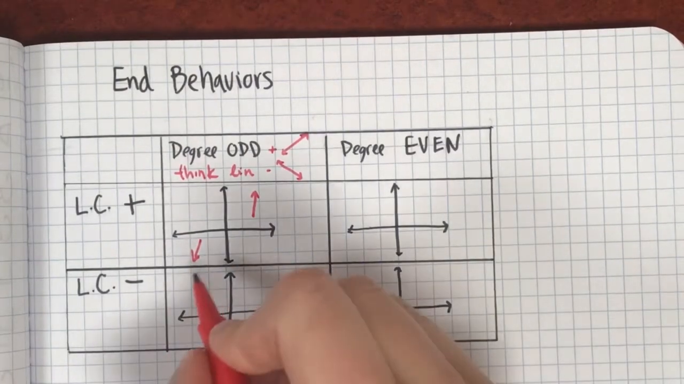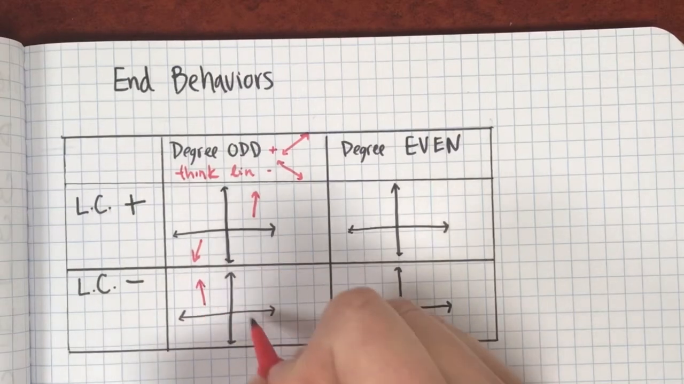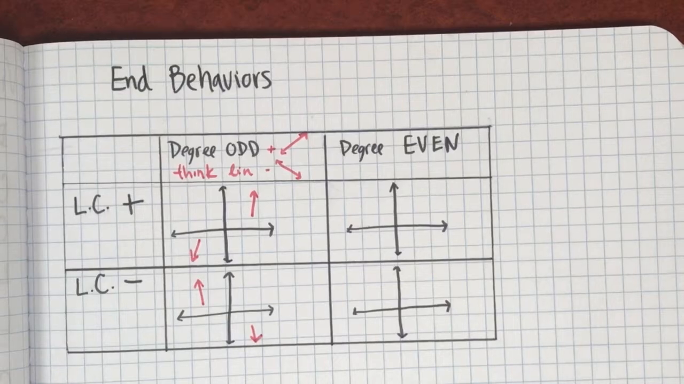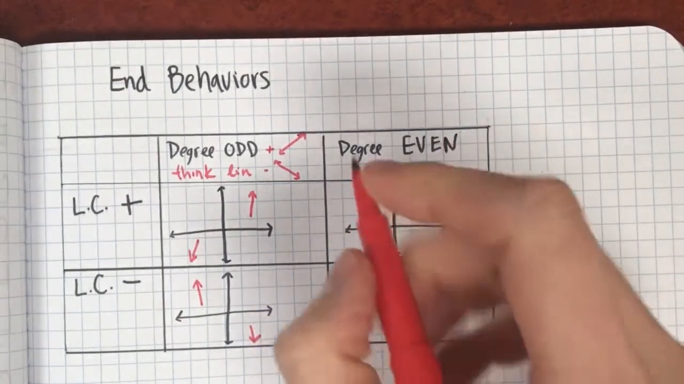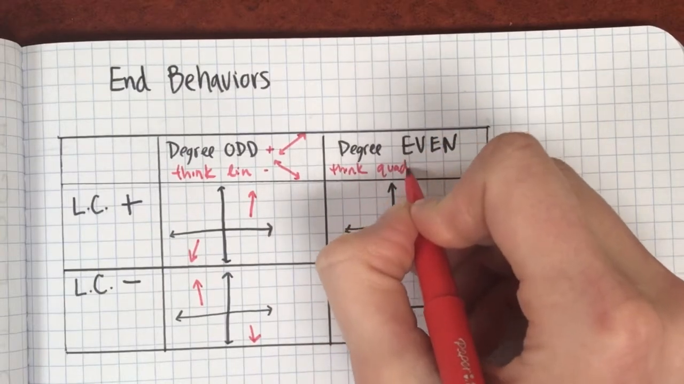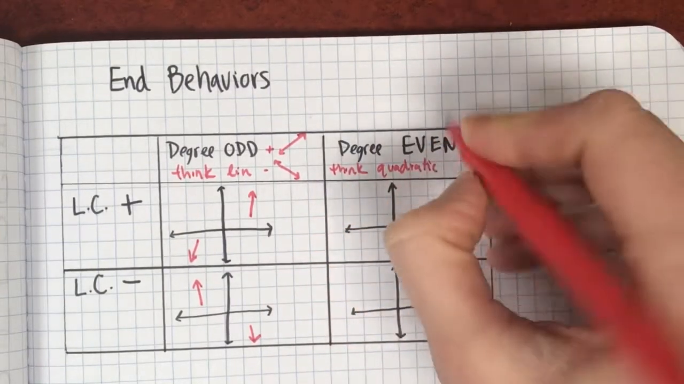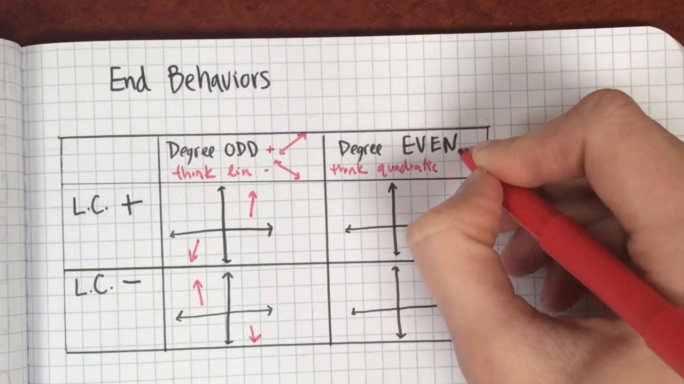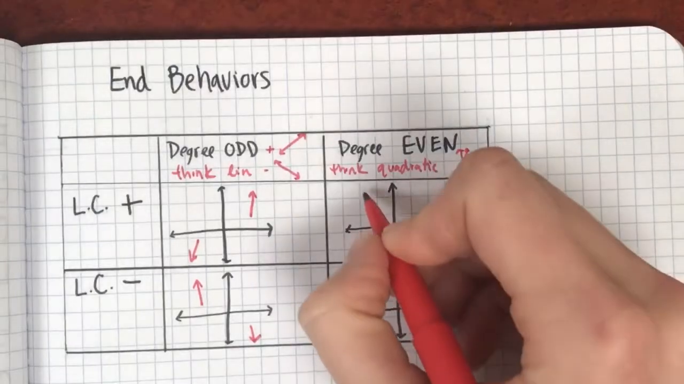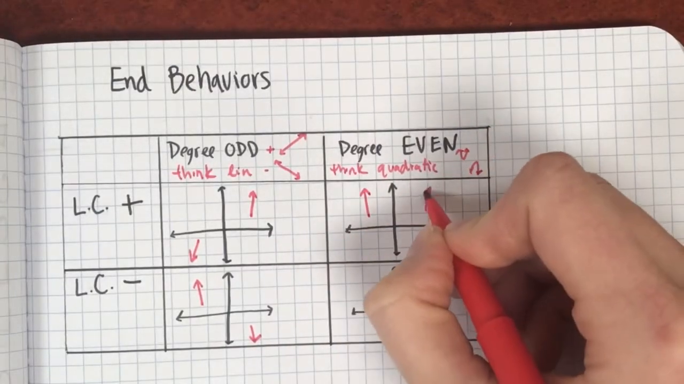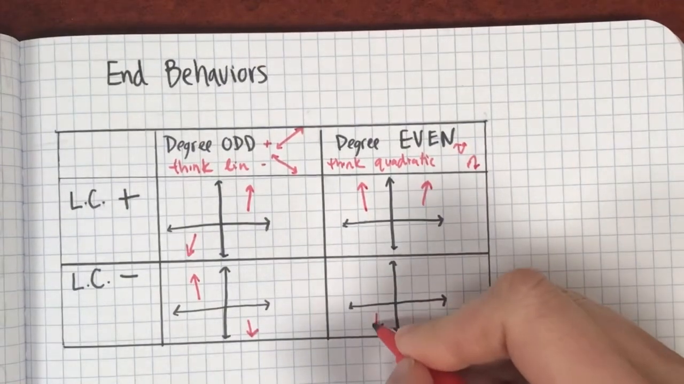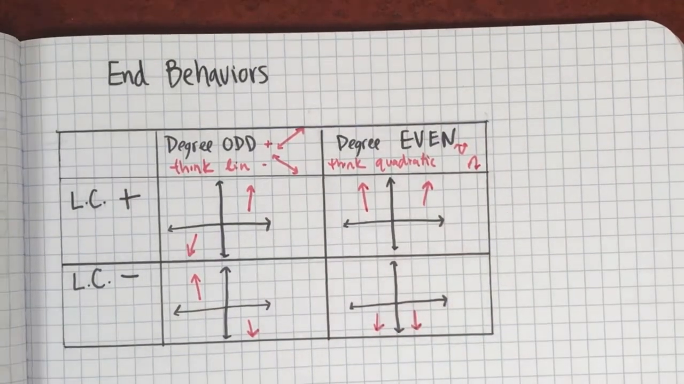With a leading coefficient that's negative, when you have an odd degree, it's going to look like this. And with degrees that are even, I like to think like a quadratic. So we're going to have either opening up or opening down. So if it's positive, they're both going to end up. If it's negative, they're both going to end down.